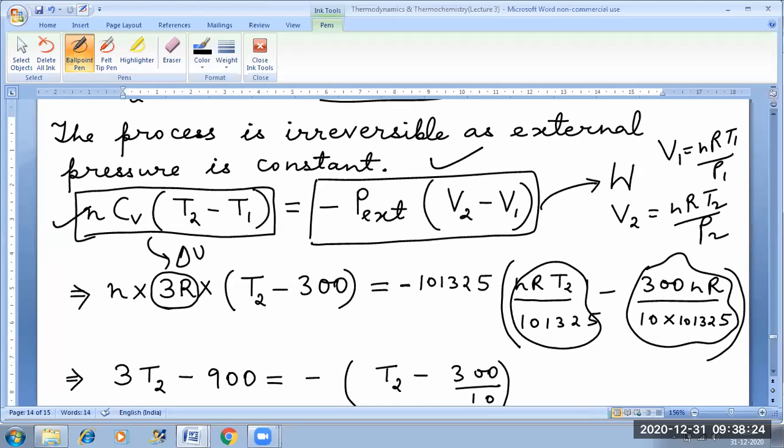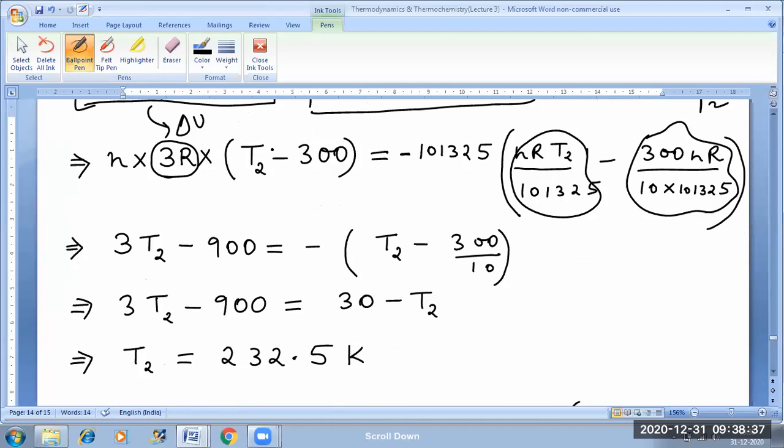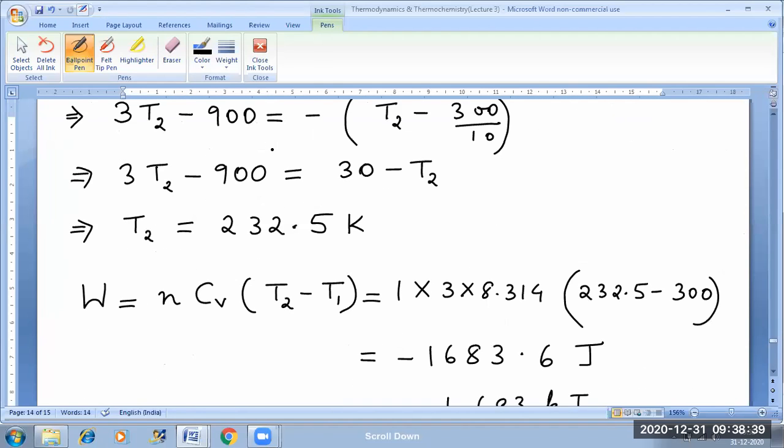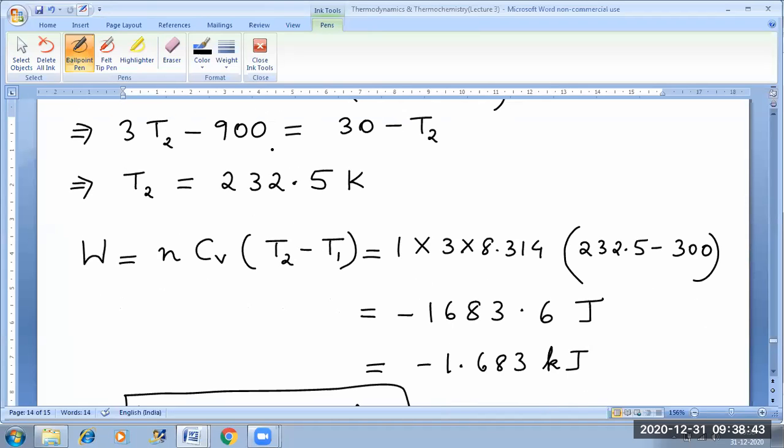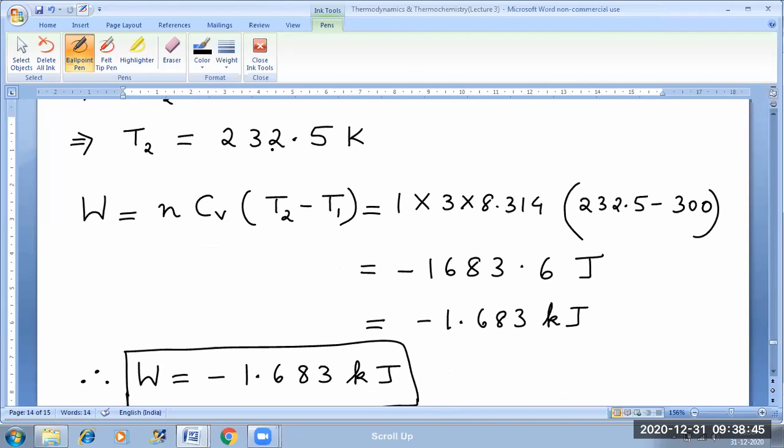Both are equal because it's adiabatic. So any of the formulae can be used. Either you use mCv (T2 minus T1), or you use minus P external (V2 minus V1). I used mCv (T2 minus T1). I put the values, and this is what I get.